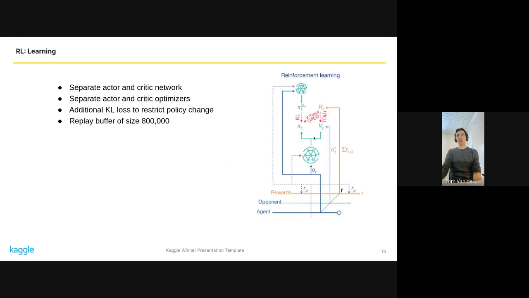In terms of the learning, we have 4 losses for the policy and 1 loss for the value function. We can talk more about it in detail, but these are the losses from AlphaStar combined with an additional policy loss to reduce the update size within learning iterations. We use a separate actor and critic network, separate optimizers, and a replay buffer size of 800,000 transitions.